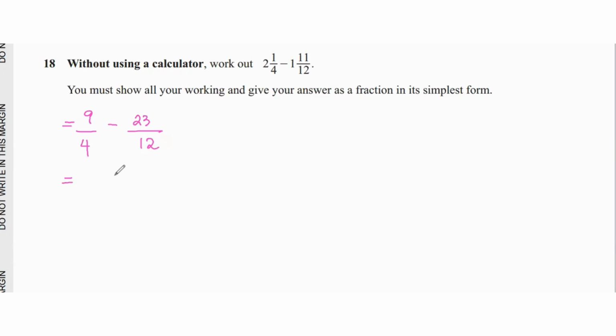When we're adding or subtracting fractions, we need to make sure that the denominator is the same. So to make the denominator the same, we multiply the first fraction by 3. Both the numerator and denominator will be multiplied by 3, not just the denominator. So that is 12. 3 times 9 is 27. So 27 minus 23, which is 4. And 4 over 12 simplifies to 1 over 3.